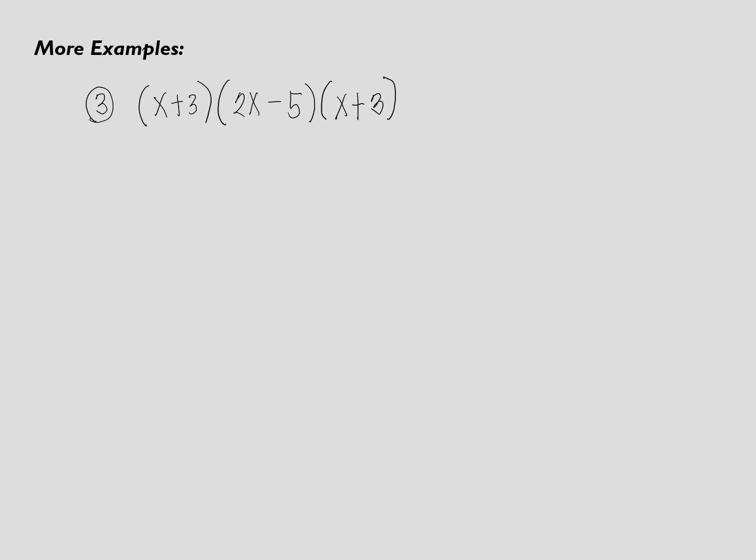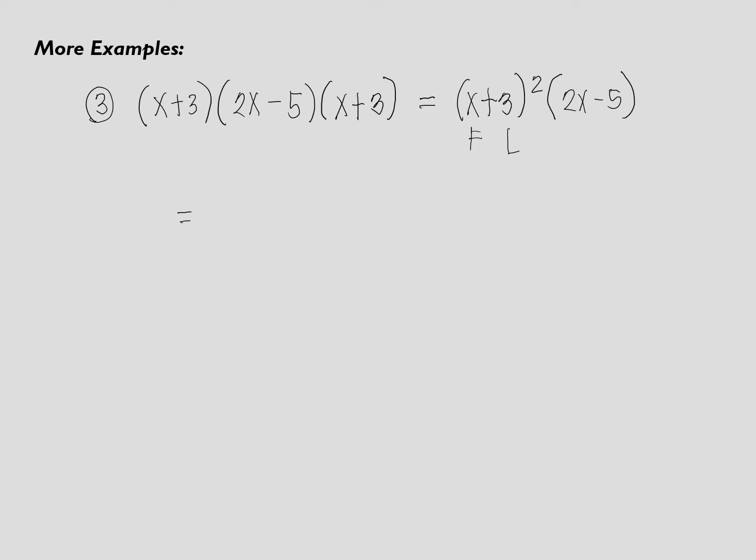But take note, we have here two x plus 3's, which will lead us to a conclusion that we can write this as the quantity of x plus 3 squared times the other binomial, which is 2x minus 5. And from here, take note that we can apply the pattern. In this case, our first term is x and our last term is 3. So allow me to write it somewhere here.